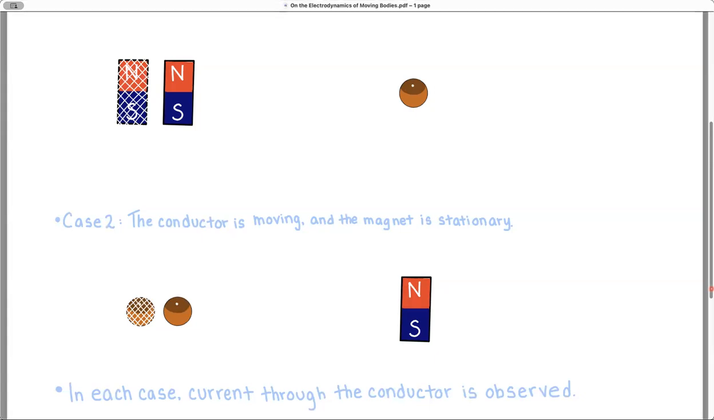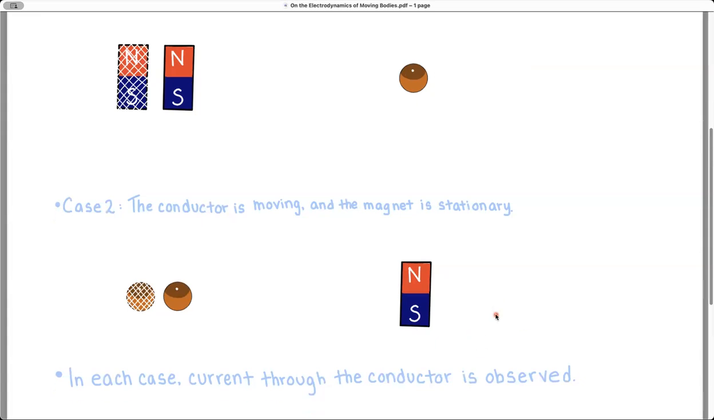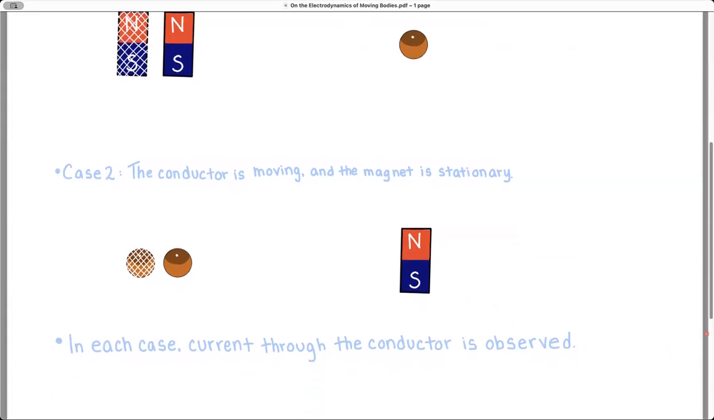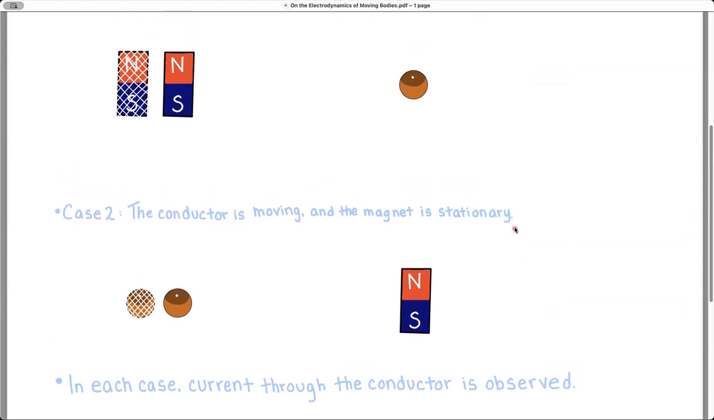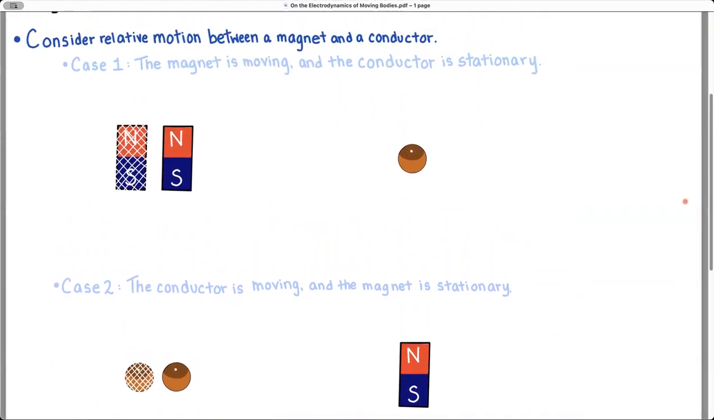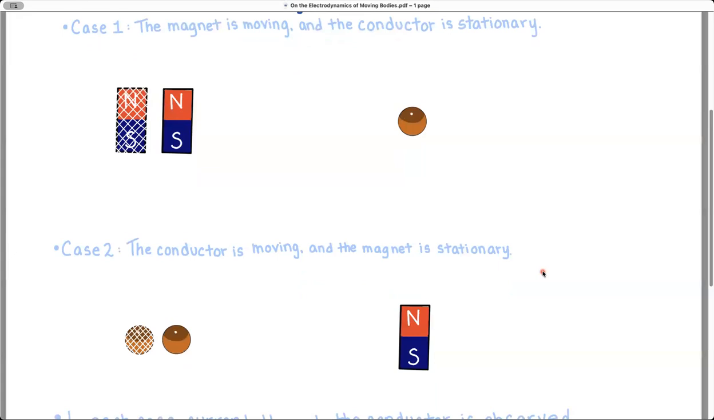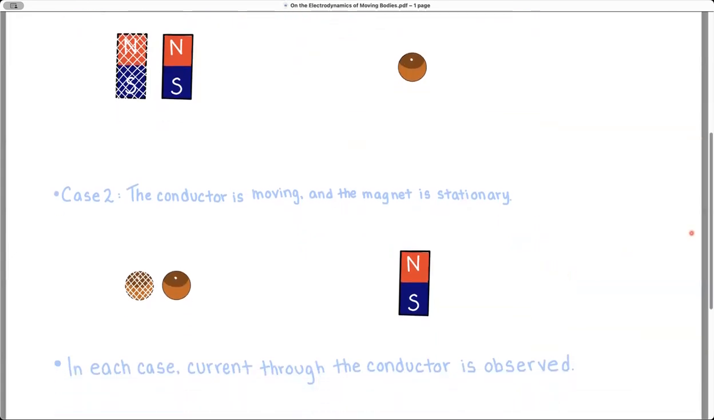These two processes have something in common. In each case, current through the conductor is observed. This can be verified experimentally. So we have recreated Einstein's thought experiment about two scenarios or two cases and identified a common experimental observation.